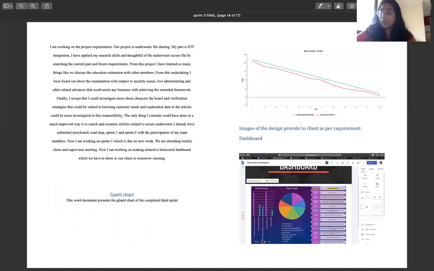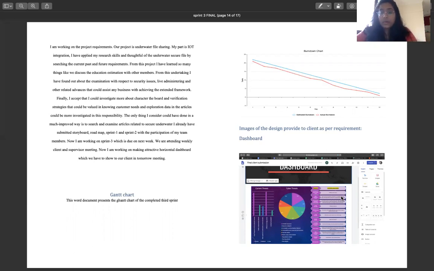We had done a lot of research and studies about this. As you can see on the right side of the page, we have a Gantt chart which shows all the estimated burn downs and actual burn downs, and below the Gantt chart there is our dashboard. This is a screenshot of the dashboard that we had prepared.